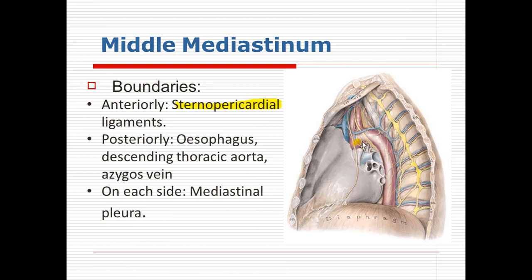Here we can see the descending thoracic aorta, posterior or lateral to it is the esophagus, and we have the azygous vein. Here we can see the esophagus. So these 3 are contents posterior to the middle mediastinum. On each side, again, we have the pleura of the lungs, that is the mediastinal pleura, which is the portion covering the mediastinum.